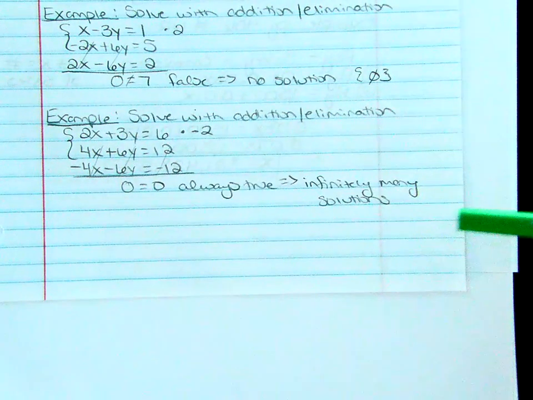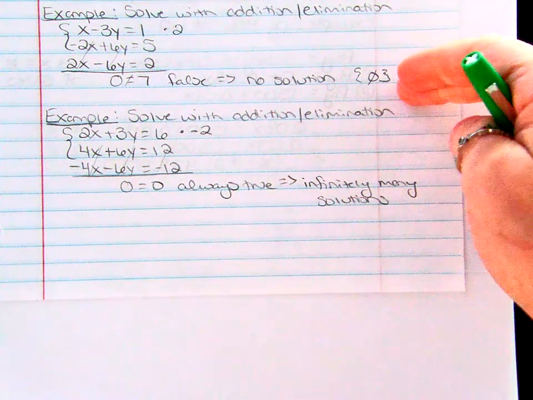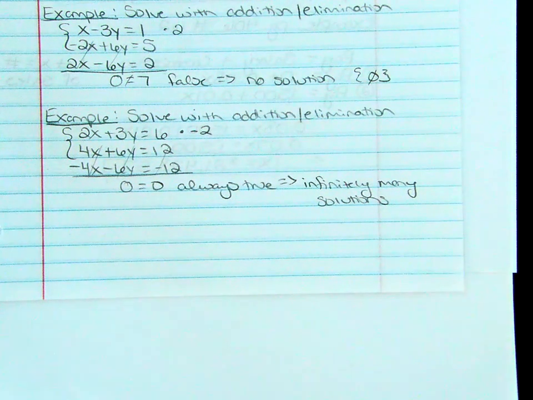So if you get a false statement, it's no solutions. Infinitely many solutions is an always true statement. All the rest of them are going to be those consistent systems where you get an ordered pair. Are there questions on how these are?